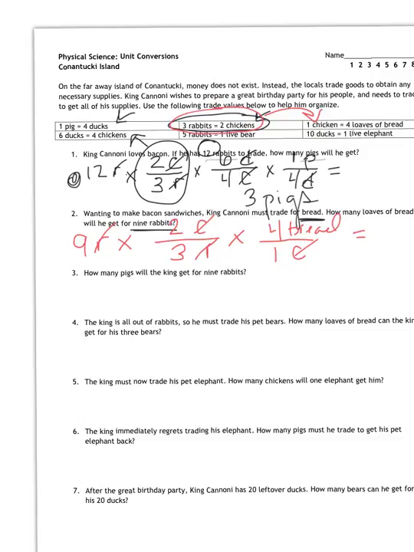9 divided by 3 is 3. No, excuse me, 9 times 2, multiplied by your top number. 9 times 2, 18. Divided by 3 is 6. Times 4, 24. Divided by 1. So 24, it's quite a bit of bread. 24 loaves of bread.